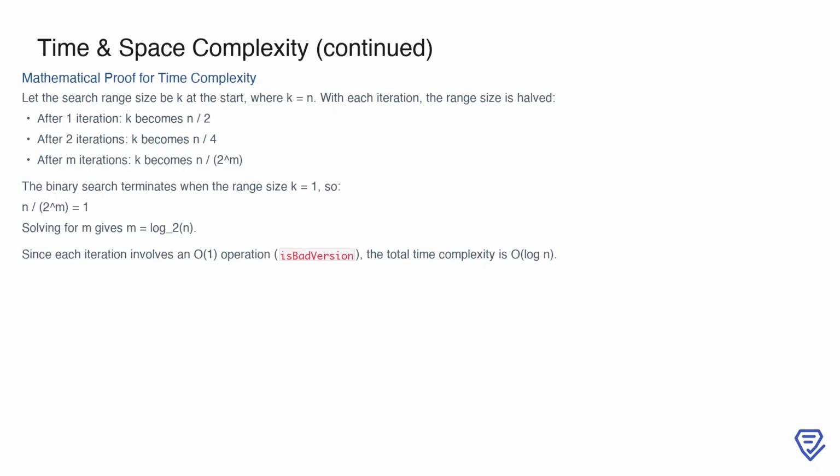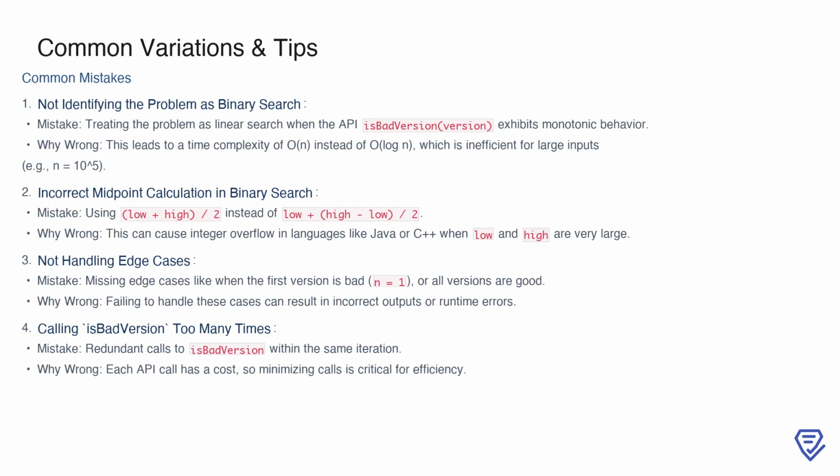Since each iteration performs a constant time operation, specifically a single call to isBadVersion, the total time complexity is proportional to the number of iterations, which is O(log n). This mathematical proof solidifies our understanding of why the algorithm is so efficient. When working on the first bad version problem, there are a few common mistakes to watch out for. First, not recognizing this as a binary search problem is a frequent issue.